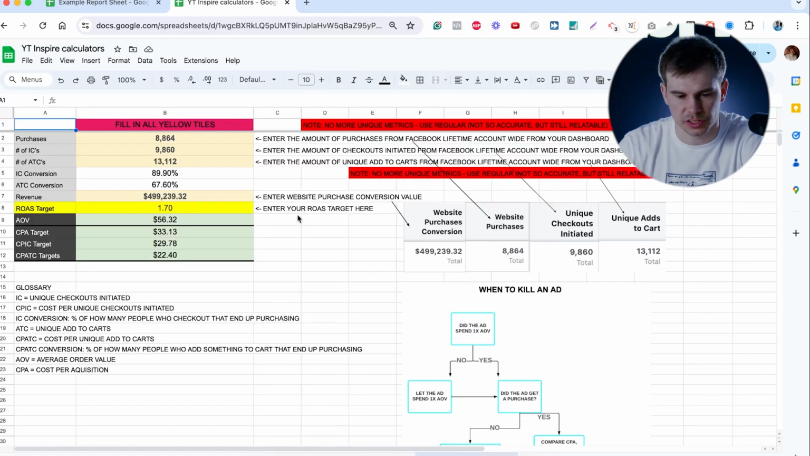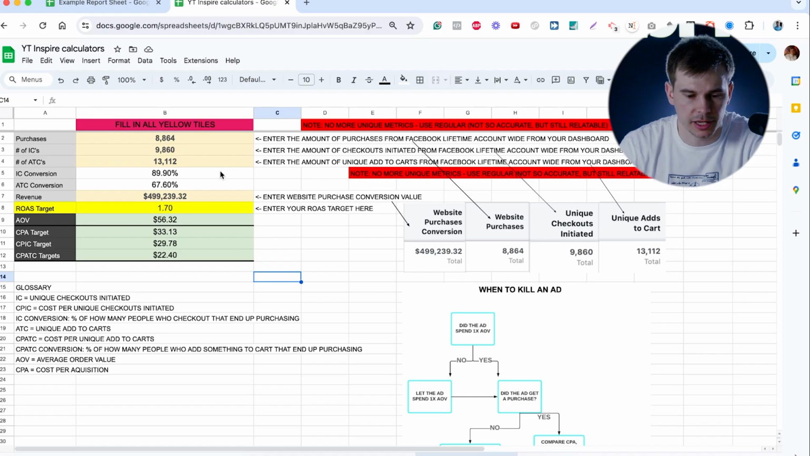Now we have this optimization. This is a calculator that tells us what percentage of people end up buying after adding to cart, and what percentage of people end up buying after initiating checkout. So we can see that here we have 8,800 purchases, 9,800 checkouts, and 13,100 add to carts. That means 90% of people that go to checkout end up buying, and 67% of people that add to cart end up buying.